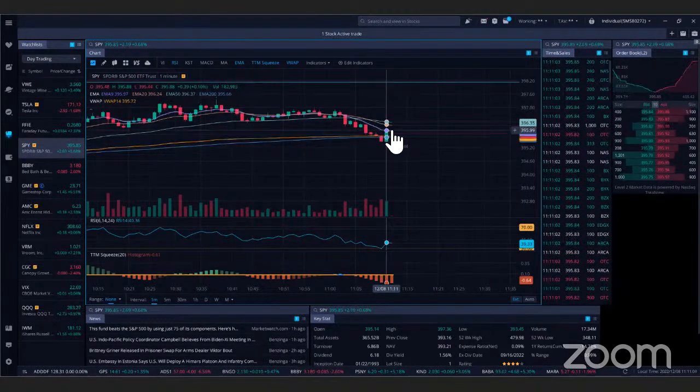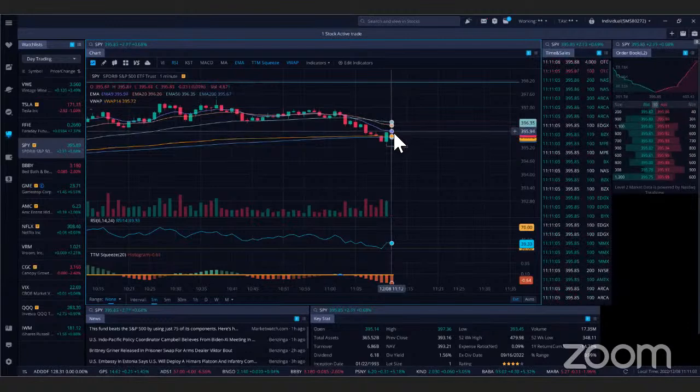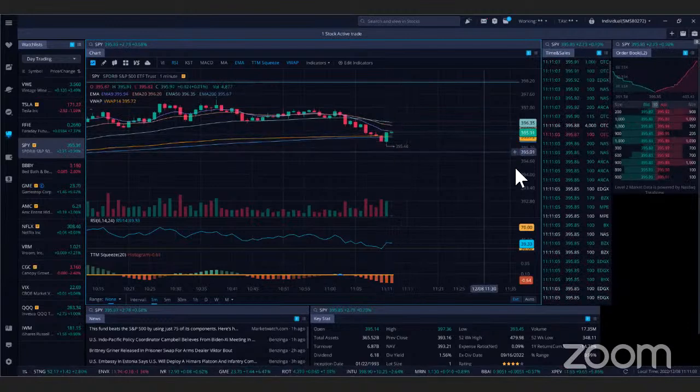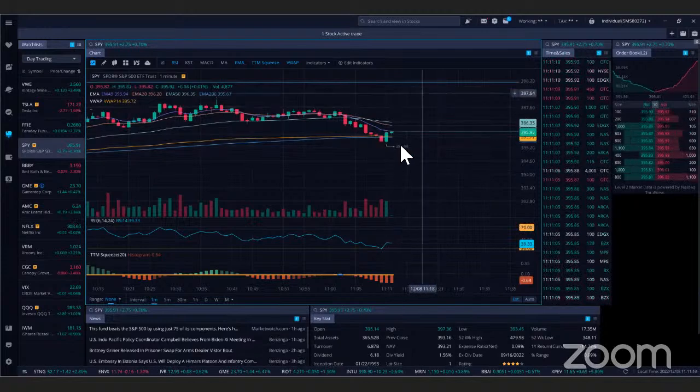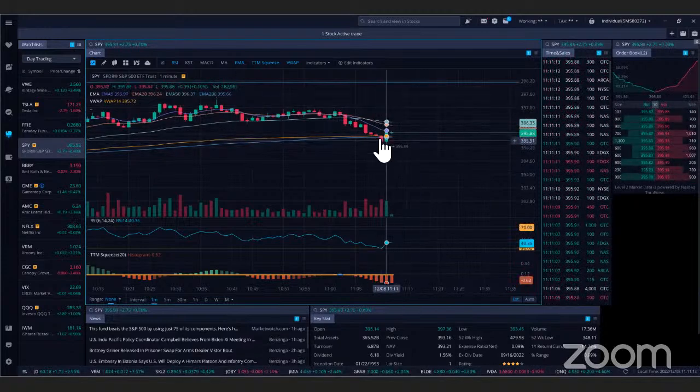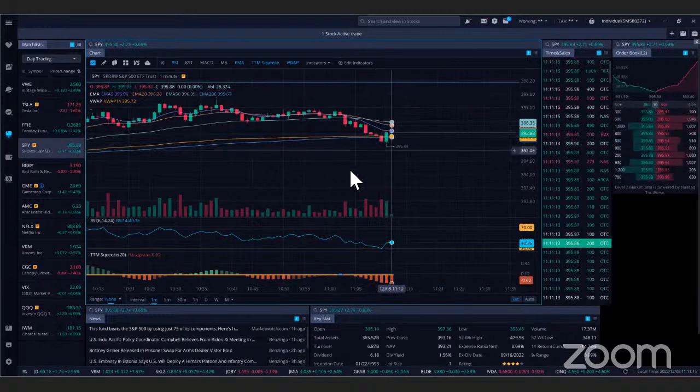So see, we did eventually return to the EMA here, but only a few points higher than where we would have started. Now I would watch for the reversal here. Since we did bounce near VWAP at the 200 EMA, I'd be watching for the reversal here to the upside.